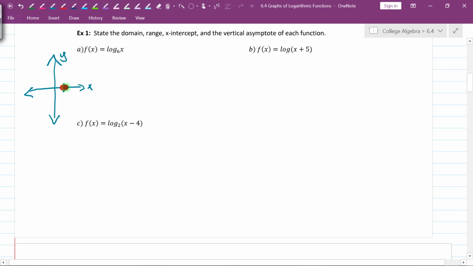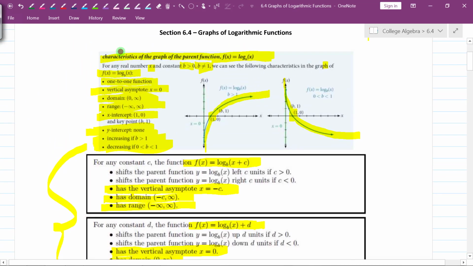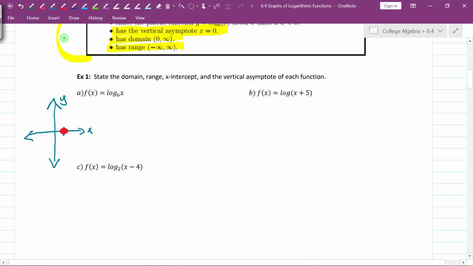And now we're going to look at our b to see whether we're an increasing function or a decreasing function. And our b is equal to 6. And if you come back up here to our rules, when b is greater than 1, we have an increasing function. So this is going to be what our function looks like for the parent with a vertical asymptote of the y-axis. So it's going to look just like this.